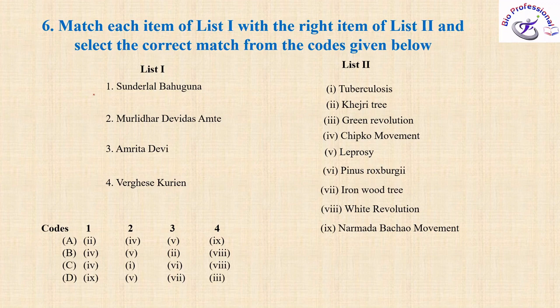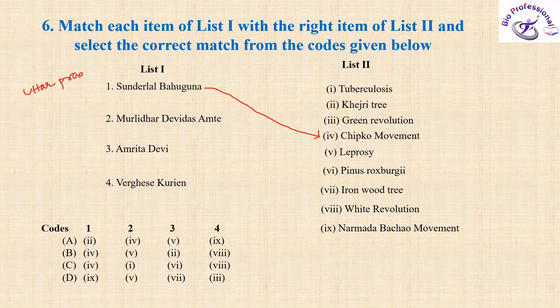The first name is Sundarlal Bahuguna. Actually, he is an Indian environmentalist. He is the leader of the Chipko movement. He is the leader of which movement? The Chipko movement, so I am marking this. The Chipko movement was started around 1973 to 1974, and it was started in Uttar Pradesh. I'm just giving you a brief introduction.